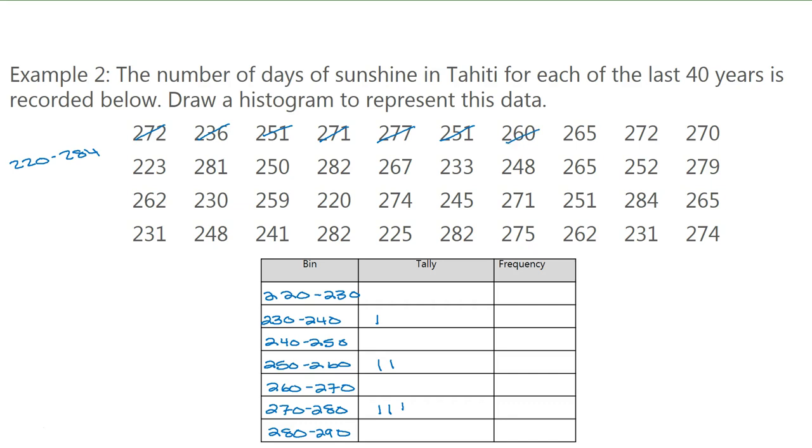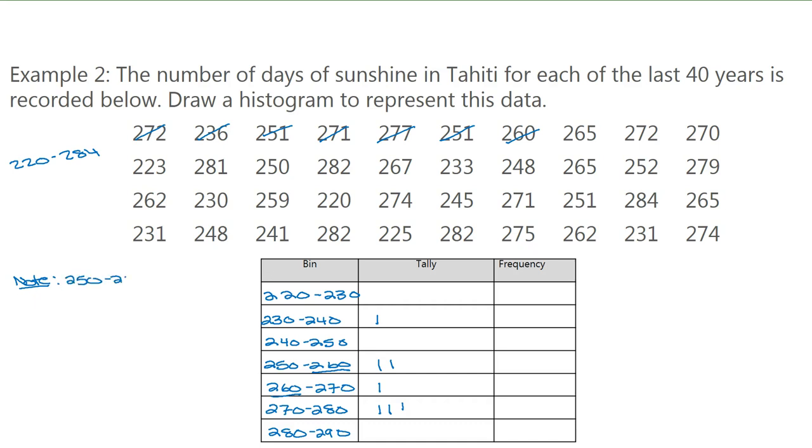260. Now, I see that right here is 260 and right here is 260. So where do we actually place 260? Well, 250 to 260 means all the numbers starting at 250, but less than 260. So 260 would actually go in this bin. So I'm going to make a note of that here.